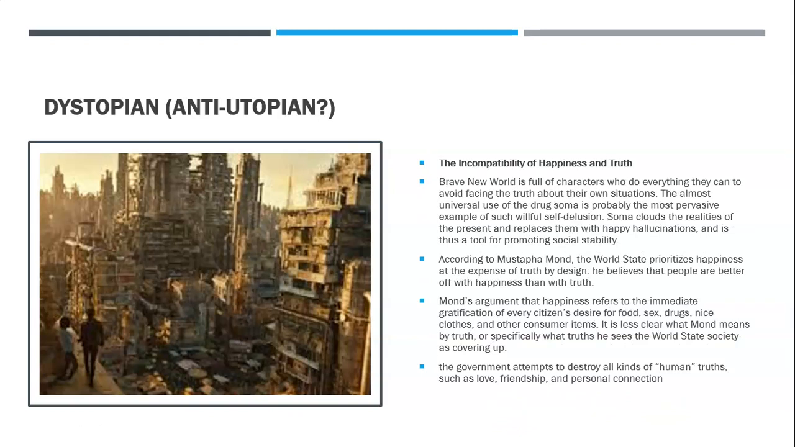Also, we're dealing with the incompatibility of happiness and truth. Huxley has a really big issue with trying to understand what is happiness and what is truth, and how do the two conflict. Brave New World is full of characters who do everything they can to avoid facing truth, a truth specifically about their own situations. The almost universal use of the drug soma is probably the most pervasive example of this sort of self-delusion. Soma clouds the realities of the present and replaces them with a sense of hallucination.